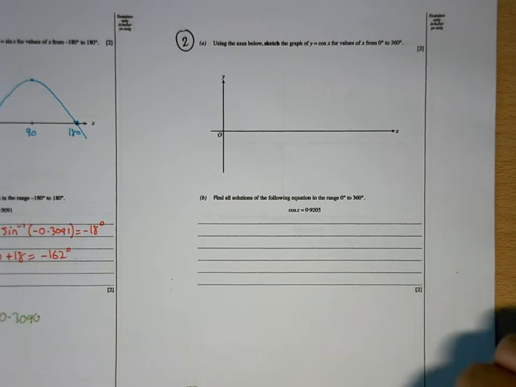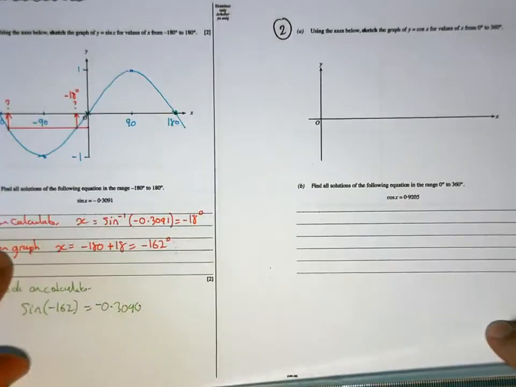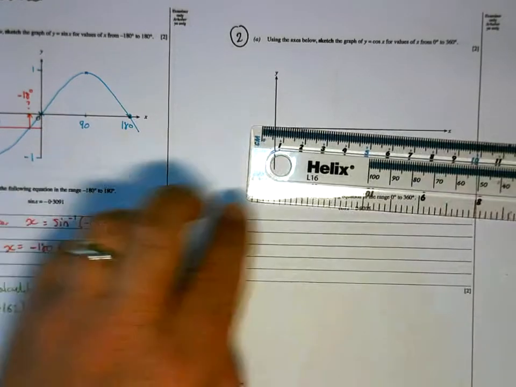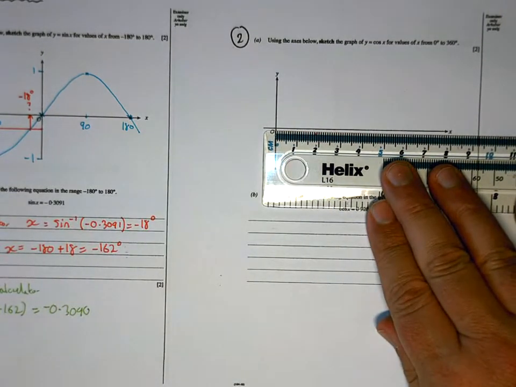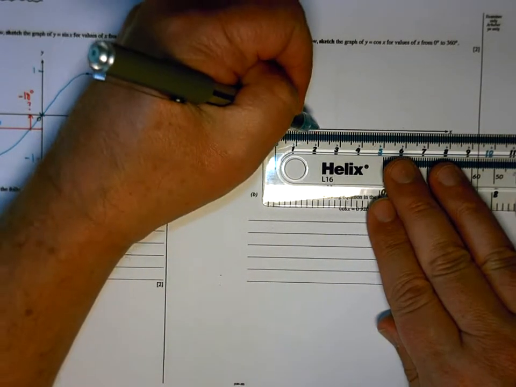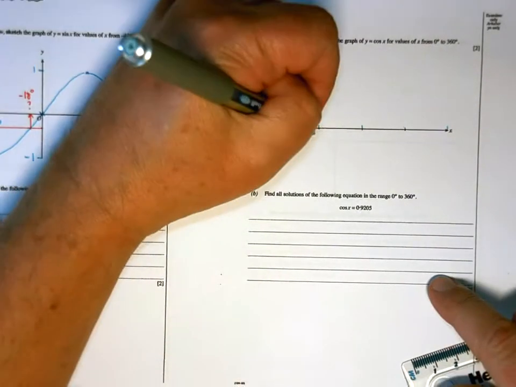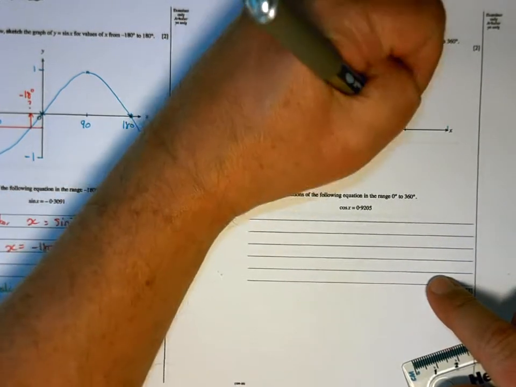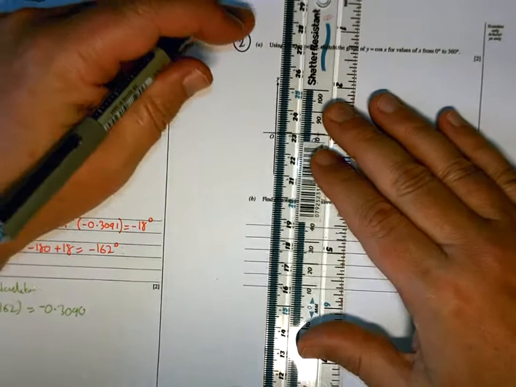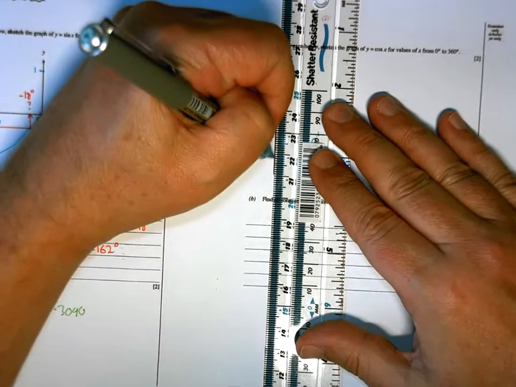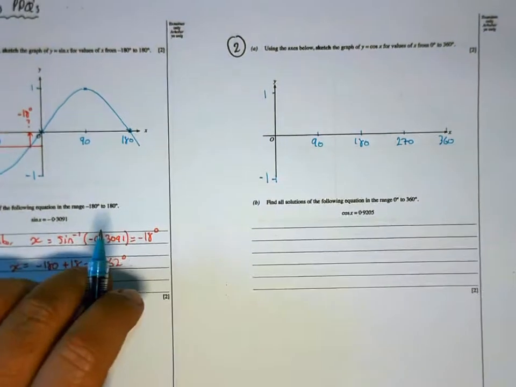Okay, question 2. Using the axes below, sketch the graph of cos this time for values between 0 and 360. So 4 equal jumps this time, all on the positive side of the x-axis. So let's see if I can fit in 2 centimeters. 1, 2, 3, 4, just about. 90, 180, 270, 360, and in this direction I'm going 2 centimeters up, 2 centimeters down, 1, negative 1.